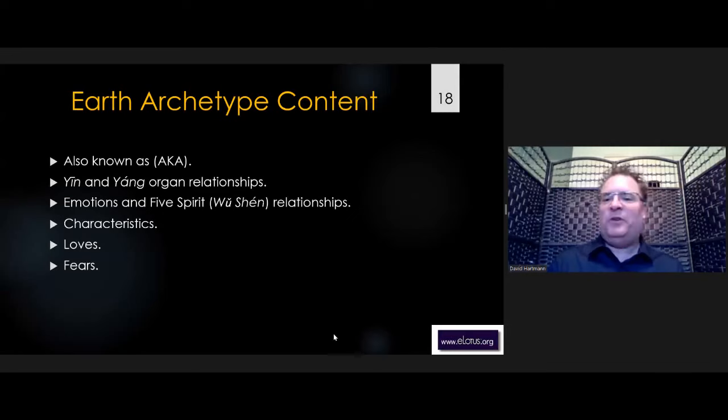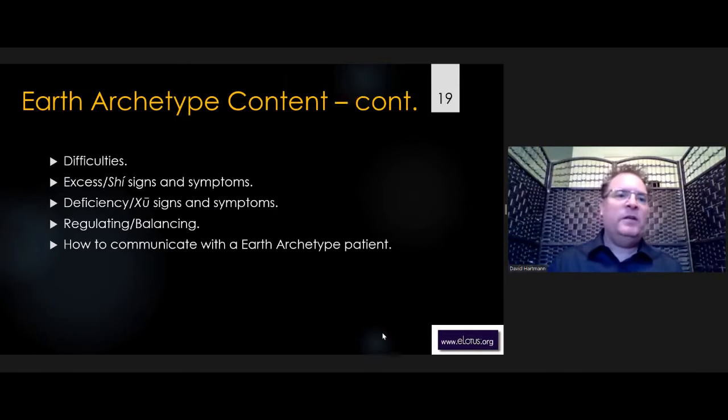So perhaps that's not quite enough. Sorry, Mohammed. We'll move on to a bit more detail. The structure's the same for each archetype, as you've probably become used to. For those that are at the first one of these, the structure will be going through what an Earth archetype's known as, its Yin and Yang partners, emotions, and 5 spirits, and then going through each part of the archetype in more detail: characteristics, loves, fears, difficulties.